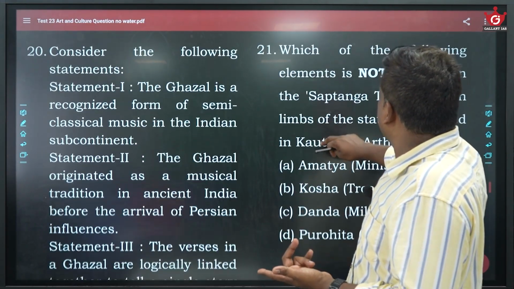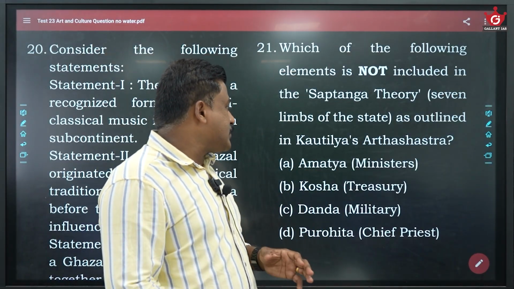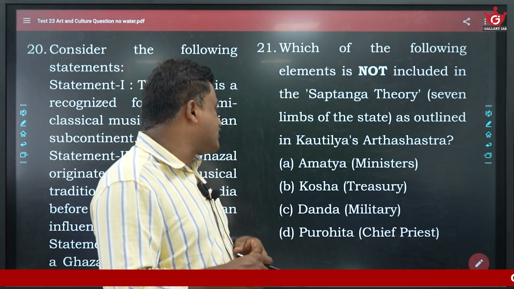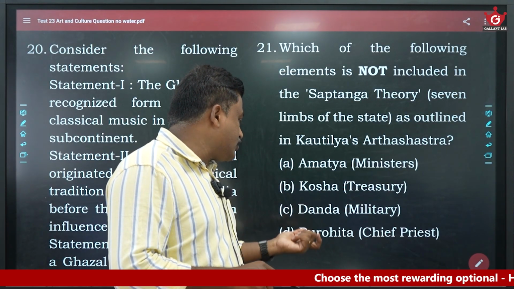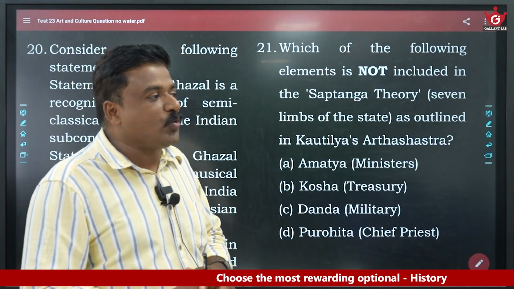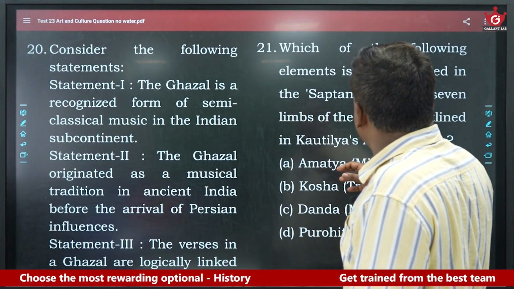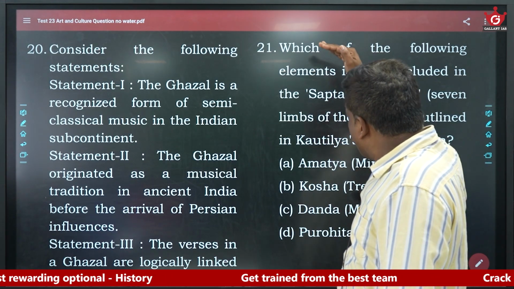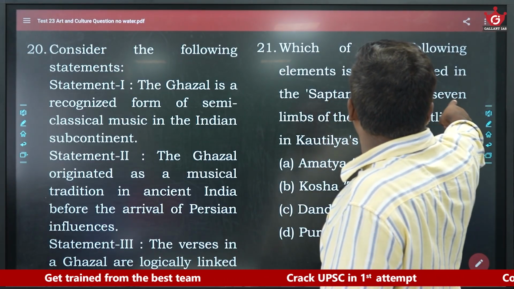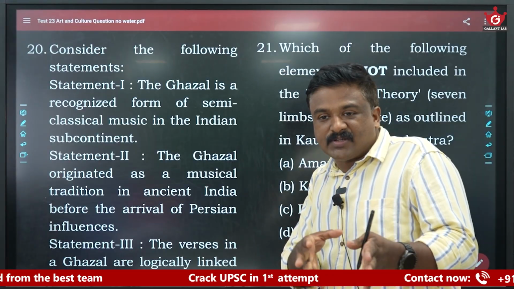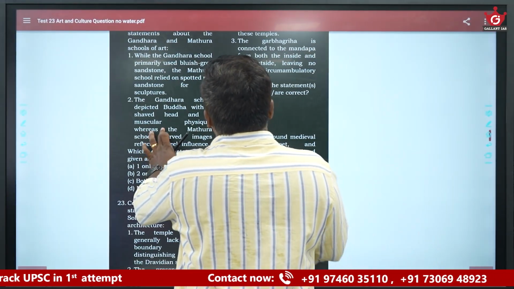The first statement is correct. Which of the following elements is not included in the Saptanga theory? In the Arthashastra, there is a Saptanga theory, the seven limbs of the state. Amatya is there, Kosha is there, Danda is there, all those elements are there, but Purohita is not there. Just try to understand these seven limbs of the state according to Kautilya's Arthashastra and his Saptanga theory. Can you say what the seven limbs are? Okay, just go for it. Important here. Question number 22.